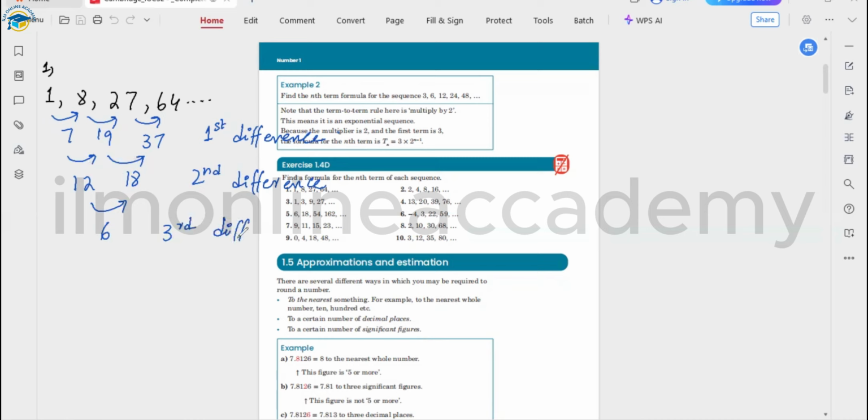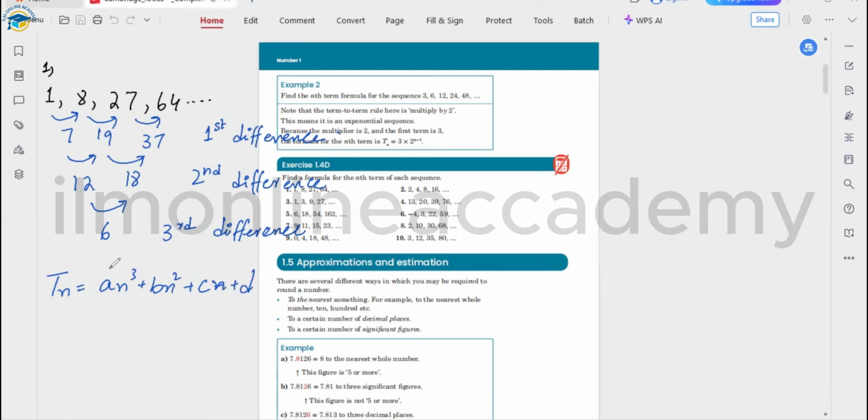If you have gone up to the third difference of a sequence, that means it will be termed as the cubic sequence. And the nth term for the cubic sequence is Tn equals an cube plus bn square plus cn plus d. So this is the general term.